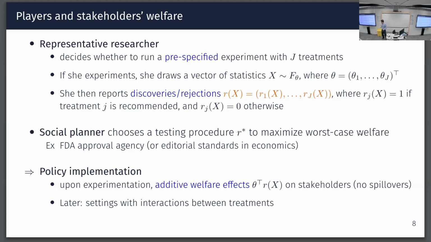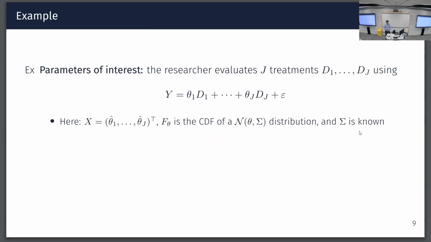Okay, policy implementation. Given our function R of X, I'm going to define a welfare effect on a set of stakeholders as the dot product between theta and R of X. If we think about testing at multiple subgroups, this is really the effect on each subgroup times the decision to make, assuming subgroups have homogeneous size. For now, I'm going to assume there are no spillovers or interaction between subgroups. There are lots of extensions that we've added to this paper; the appendix is almost twice as long as the main text, so I'm going to discuss some of that.